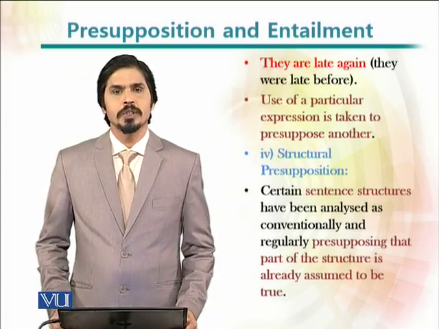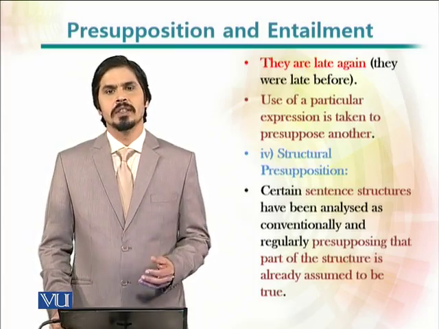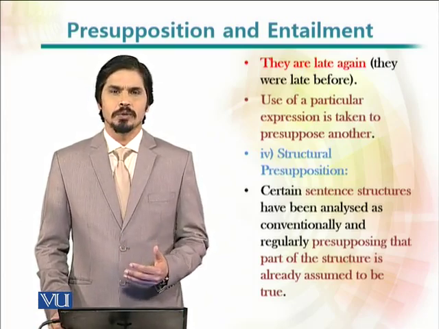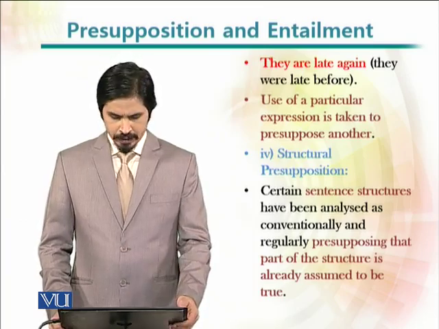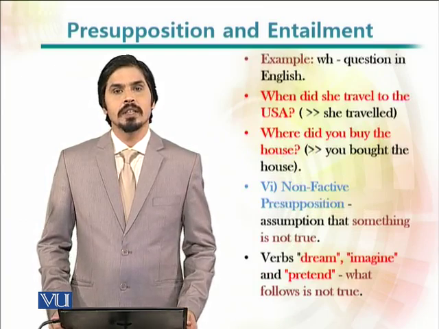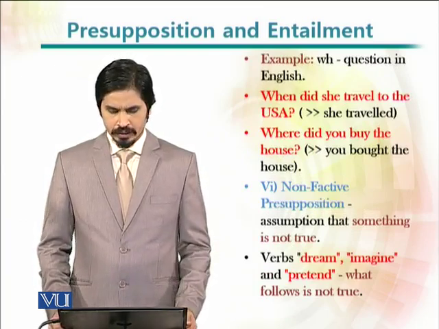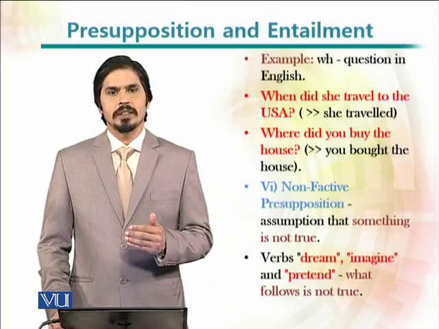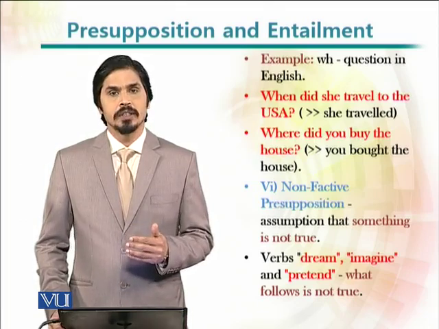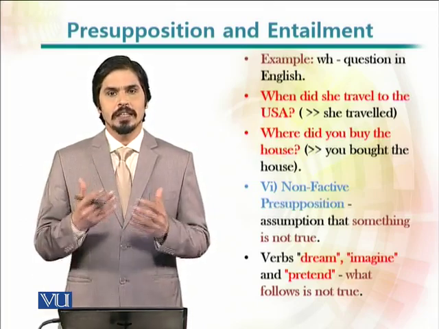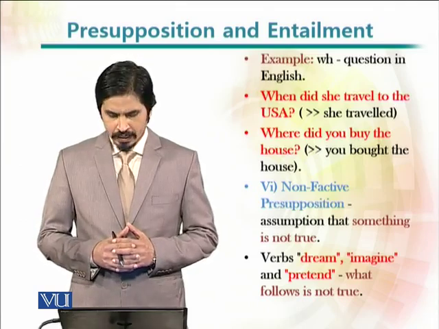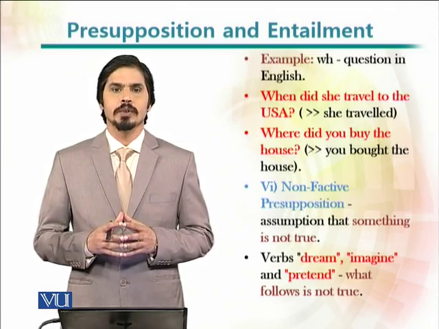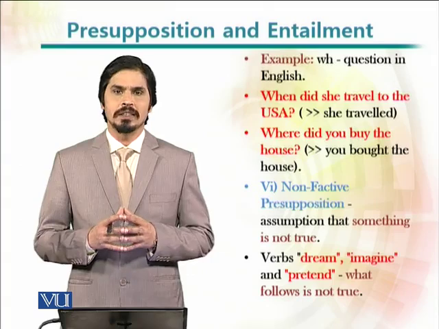We have structural presupposition where the structure of certain sentences assumes that what has been mentioned in them could possibly be true. A typical example is in the form of WH questions. For example, when did she travel to USA? So its presupposed part is she traveled to USA. So this section is considered to be true. Then, where did you buy the house? You bought the house is actually the presupposed meaning which is considered as true.